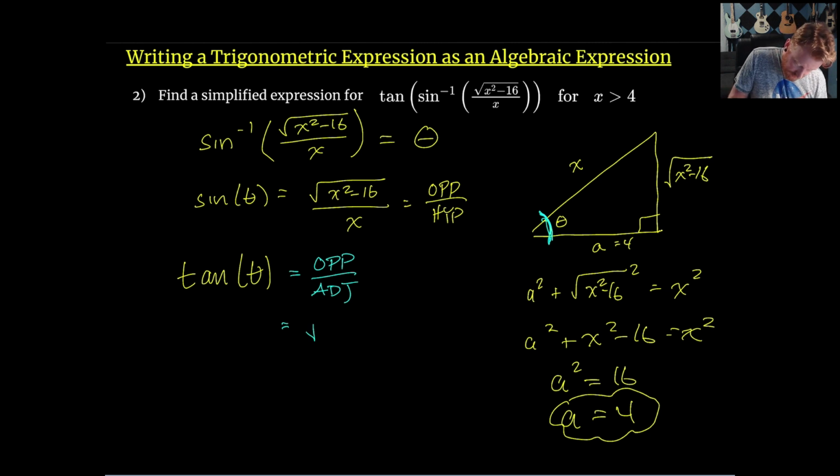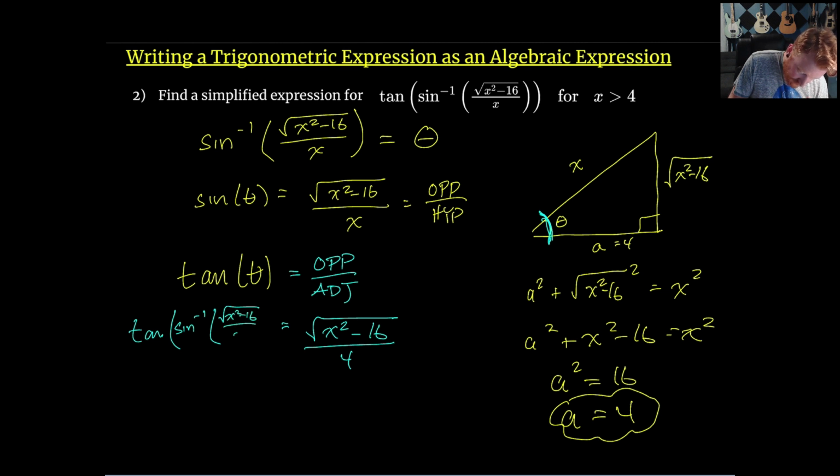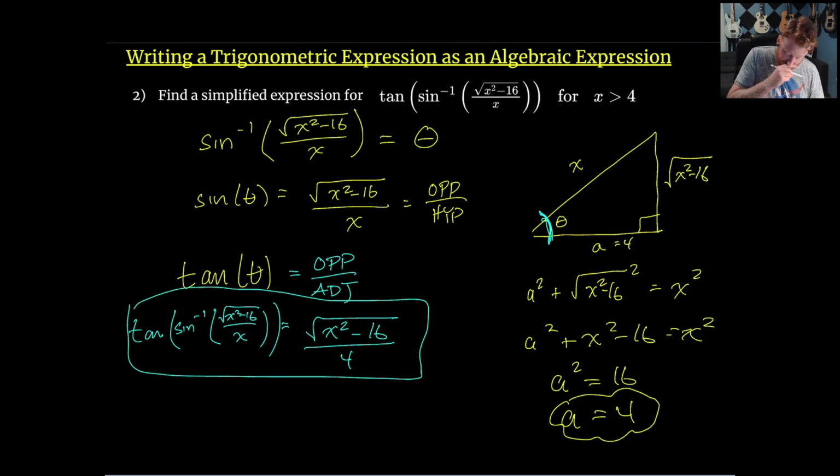So the opposite is still the square root of x squared minus 16 all over 4. So this is the tangent of theta, and theta was just our renaming of the sine inverse of the square root of x squared minus 16 over x. So there we go. And again, this is a nice relationship that you could get. So if you need to go do some calculus with this, we have an algebraic expression instead of a bunch of trigs being composed together. So there we go. Here is writing trig expressions as algebraic expressions.